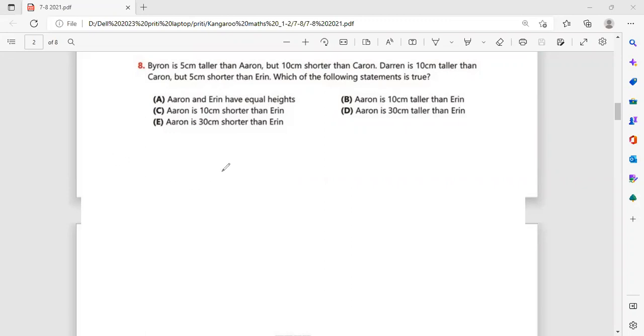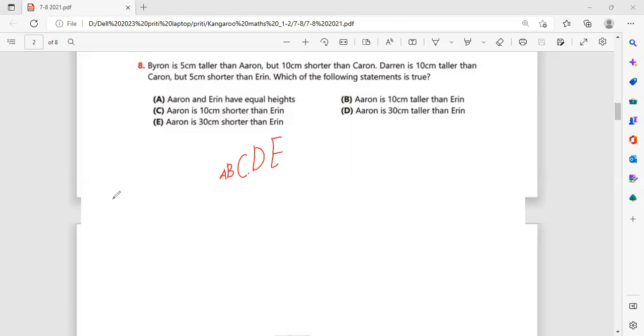Now, whenever you have these questions, let's just make a small diagram. Brian is 5 centimeters taller than Aaron, so suppose Aaron is here. Brian is taller than Aaron, but 10 centimeters shorter than Karen. So Karen is taller than Aaron and Brian. And then you have Darren, who is 10 centimeters taller than Karen, but 5 centimeters shorter than Aaron.